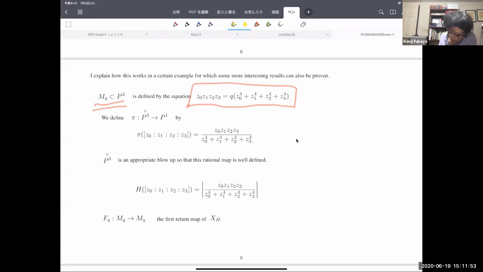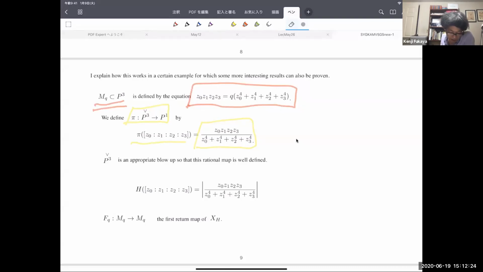We consider the map pi from some blow-up of P3 to P1. It is just this map. You can just take the ratio between the left-hand side and the right-hand side, right? So this is a complex number. And this is defined on this P3, but of course, on the base locus, where both the denominator and the numerator become 0, you need to do something to have a well-defined map. But there is a very well-known process.